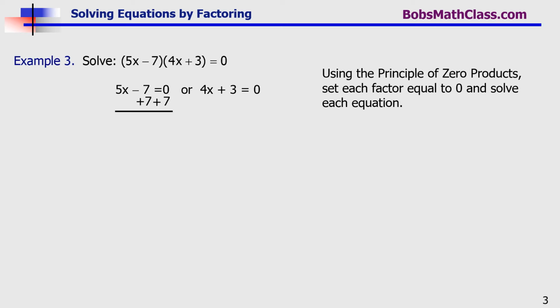Okay, add 7 to both sides. 0 plus 7 is 7, so 5x equals 7. And then divide both sides by 5. So x equals 7/5. Notice the answer is made of the same numbers from the original problem. It's the second number over the first number with the opposite sign. Second number over first number, opposite sign.